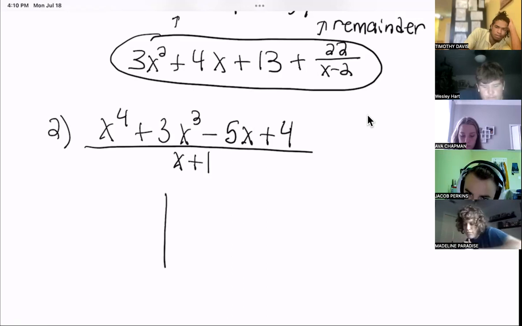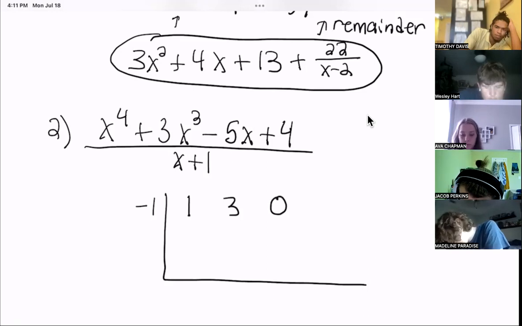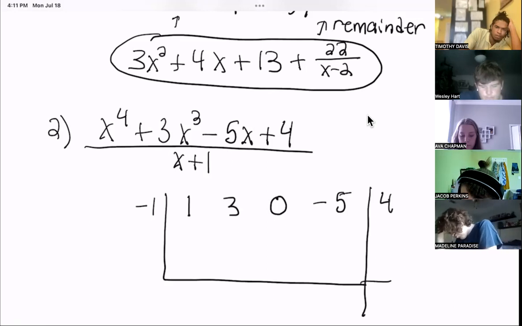So first, my upside down divide sign, elongated. The polynomial I'm dividing by is x plus 1. So think opposite sign. I'm going to divide by -1. Has to be opposite. Then I write my coefficients. So x to the 4th has a 1 coefficient. X to the 3rd has a 3 coefficient. X squared is missing, so that's a 0 coefficient. X is -5. And then 4 is 4. I'm going to draw my line because I know my remainder is going to be under my 4.